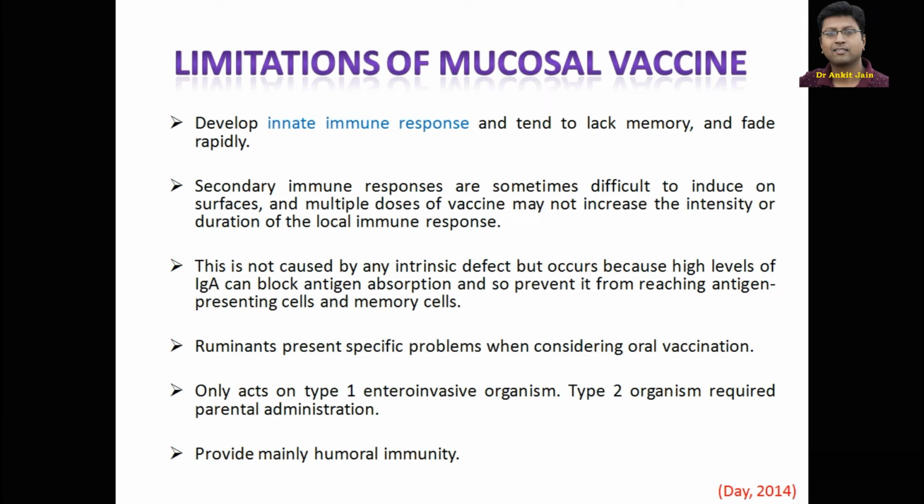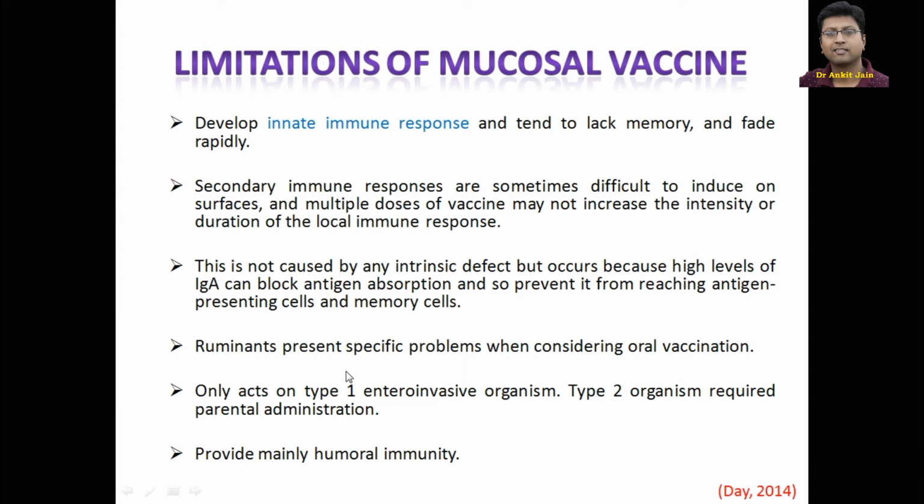Now we come to the limitations of mucosal vaccines. They develop only an innate immune response, lack memory, and fade rapidly. Secondary immune responses are sometimes difficult to induce on the surface, and multiple doses of vaccine may not increase the intensity or duration of the local immune response. Third, this is not caused by an intrinsic defect, but occurs because a high level of IgA can block antigen absorption, and so prevent it from reaching the antigen presenting cell and memory cell.